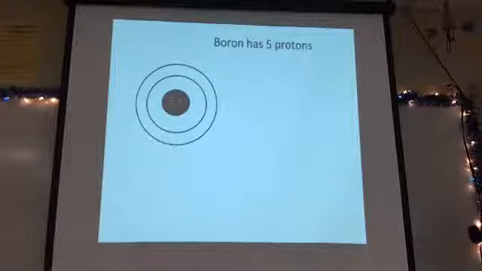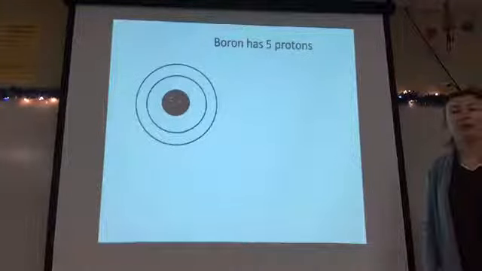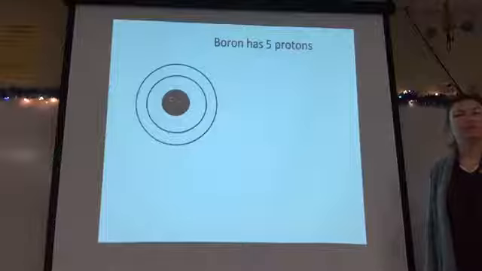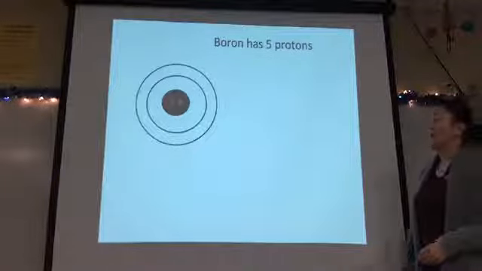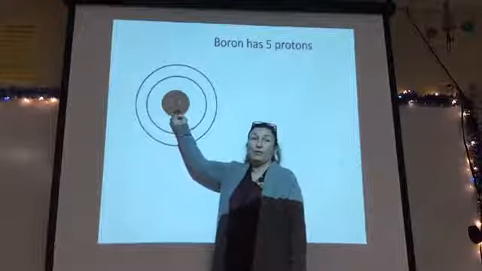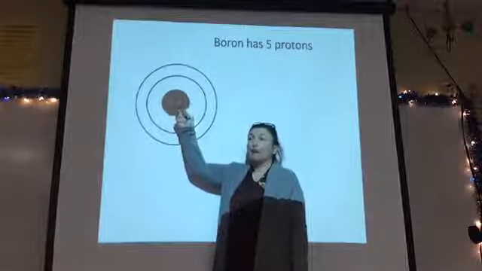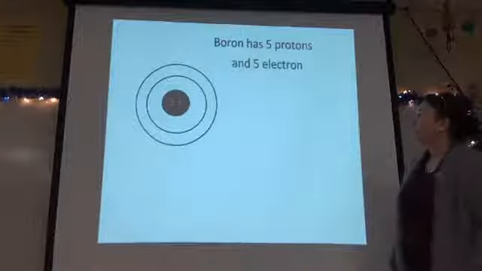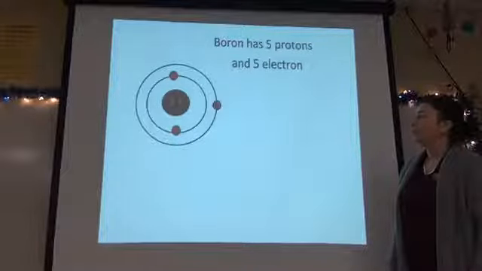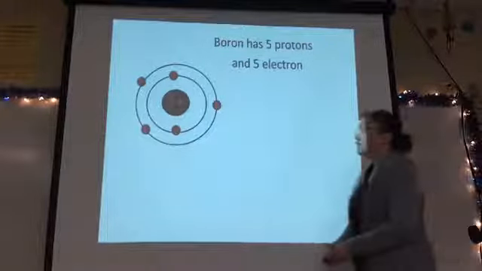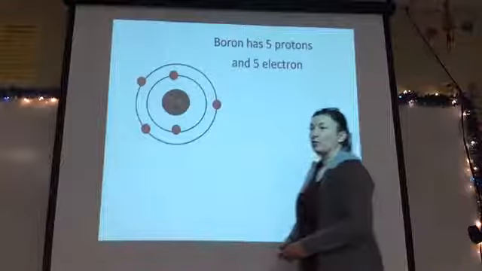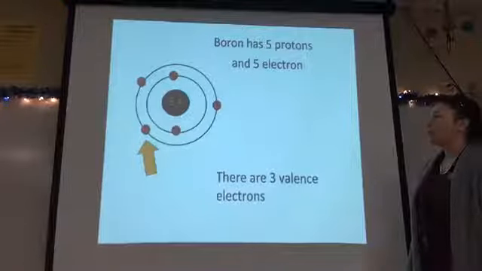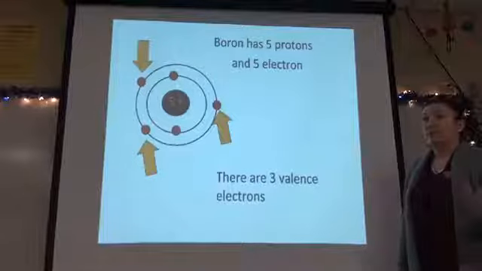Okay? So boron has 5 protons. How many electrons will it have? 5. Why would it be 3? Well, don't we know that the number of protons equals the number of electrons in a neutral atom? So there are 5 electrons: 1, 2, 3, 4, 5. These 3 are my valence electrons. They're in the outermost shell, right? So there are 3 valence electrons: 1, 2, and 3. So far, so good.